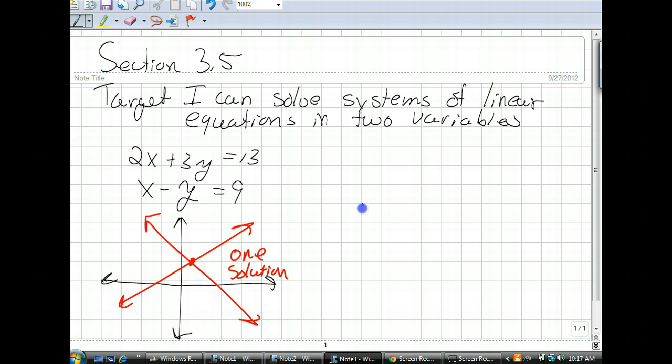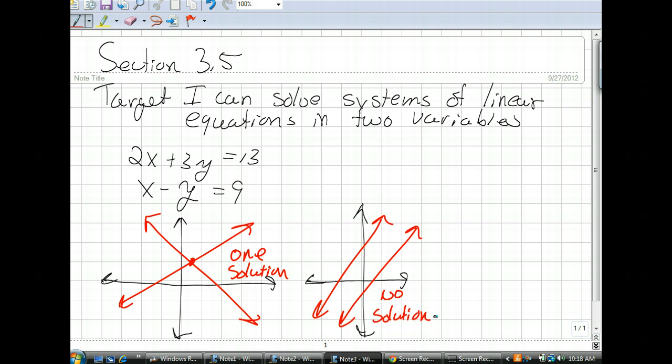Or another thing that could happen is that the two lines would be parallel to each other. In that case there would be no solution, because there's no ordered pair that works in both of them.